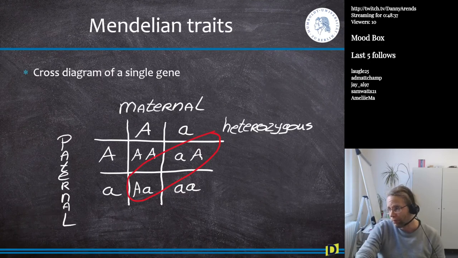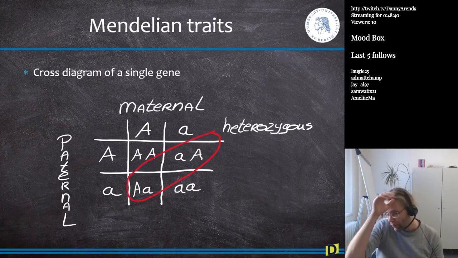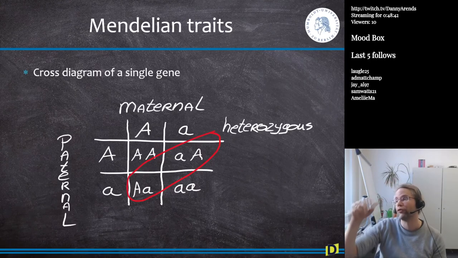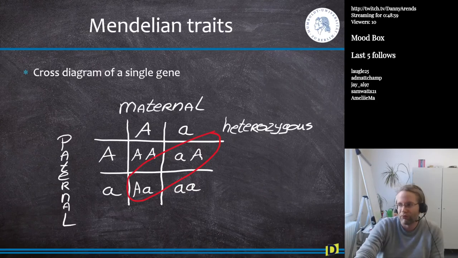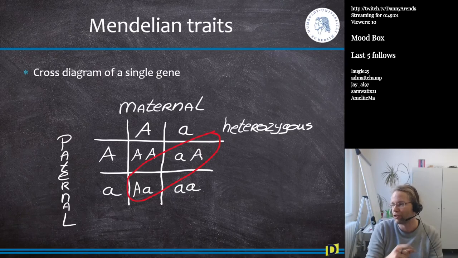Do remember that in genetics, females go before males. So if you write Aa, it means mother, father. So the big A comes from the mother, the small a comes from the father. So that is a definition that we agreed upon in genetics. So adhere to that, because otherwise you're just writing it the opposite way.